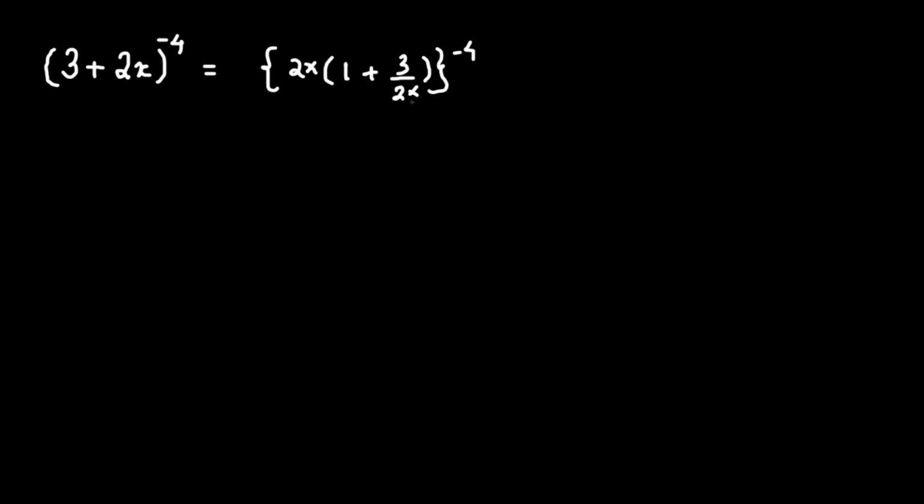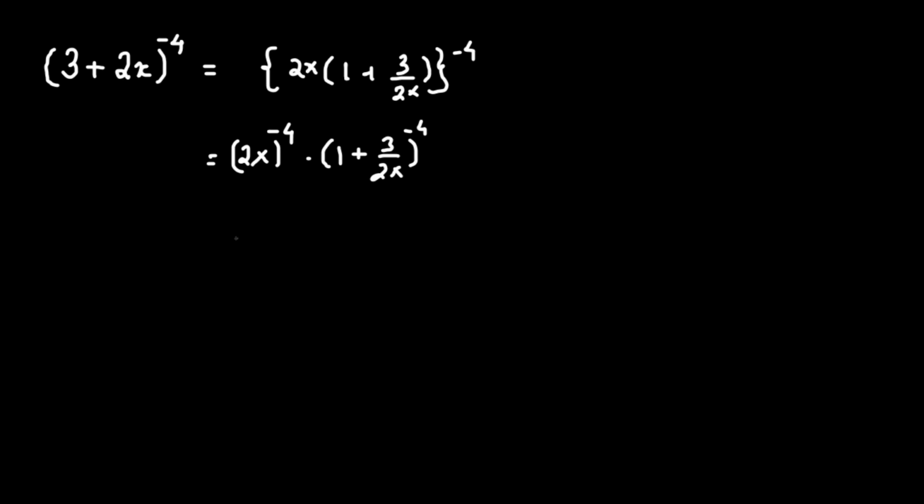Now, whenever the question asks you to expand a given binomial expression in the decreasing powers of x, we have to make sure that in one of the terms, the x is in the denominator. When it is in the increasing powers, the x must be in the numerator in one of the terms. When it says we need to calculate in the decreasing powers of x, then the x should be in the denominator. So this will give us (2x) raised to the power negative 4 times (1 + 3/(2x)) raised to the power negative 4.